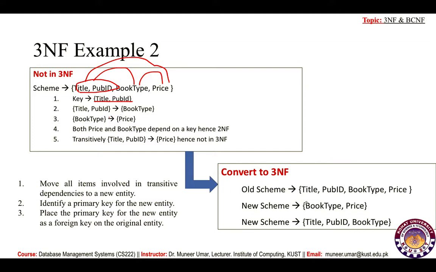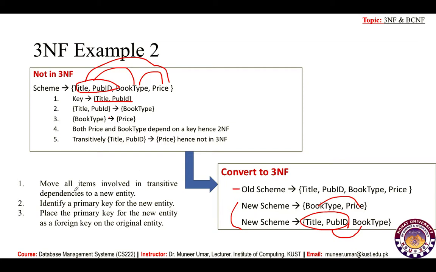So what are we doing here? We will split this table. First, book type to price. Here we have dependency between these two, so a new table is created for these two. Then the title plus pub id to book type. This is a composite key, and here we used book type with this because book type was dependent on this composite in our previous table. So these two new tables are created from this single table.